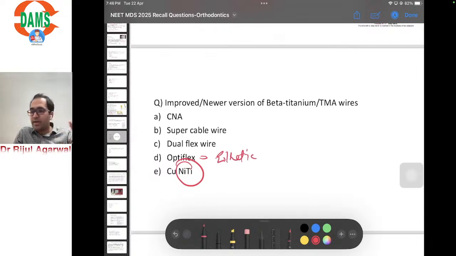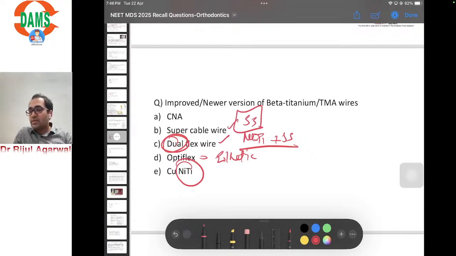Basically, a nylon and white coating is applied on the NiTi wire to make it more aesthetic. Next, dual flex wire. Dual flex means they are 2 wires, so it has properties of NiTi plus SS both. Supercable wire is a newer or modified version of SS. Then CNA, which stands for Connecticut New Arch Wire. It was invented by Dr. Ravindra Nanda from University of Connecticut. It imbibes the properties of TMA.